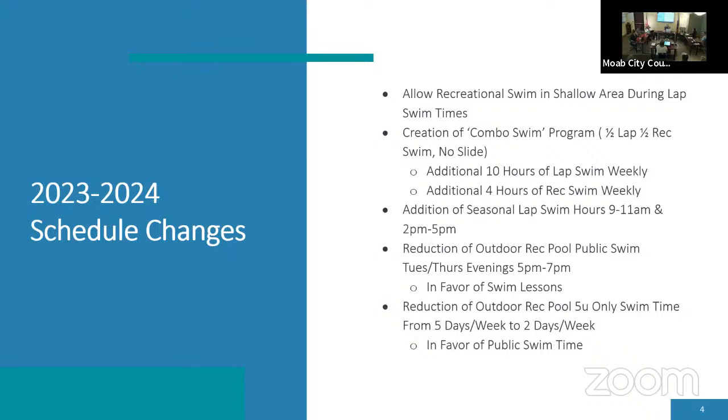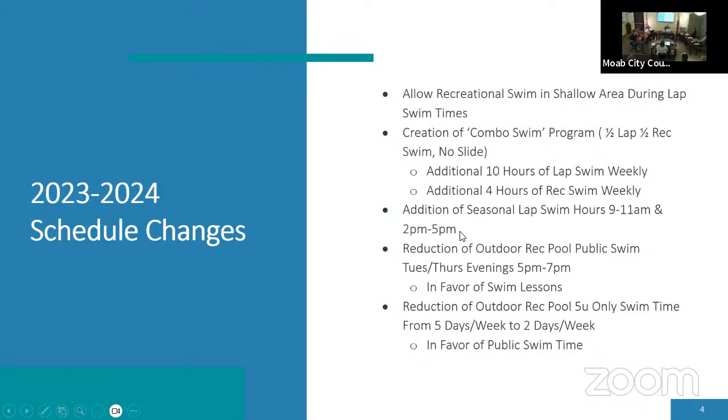That allowed us about an additional 10 hours of lap swim weekly, which during the fall, spring and winter months, we didn't have any evening lap swim. So that was a priority for us, again to try to cater to those working families, to provide them some opportunity to lap swim in the afternoons, and about an additional 4 hours of rec swim every week. We added additional seasonal lap swim hours between 9 and 11 a.m. and 2 and 5 p.m.